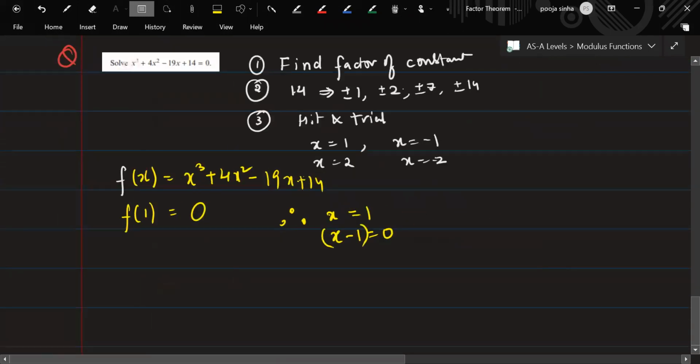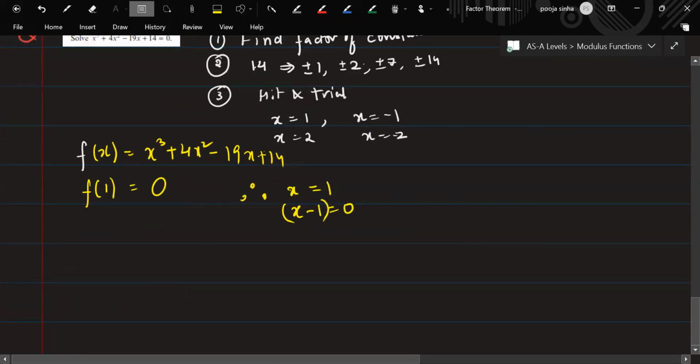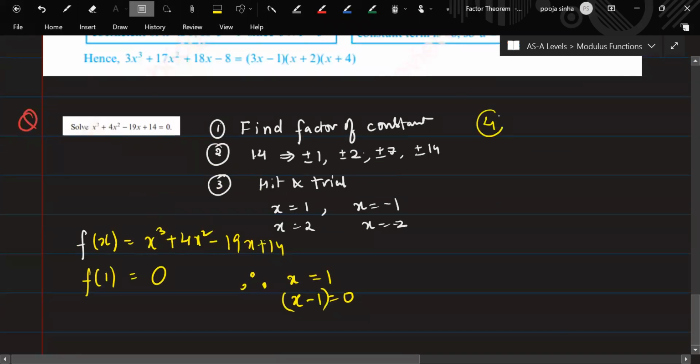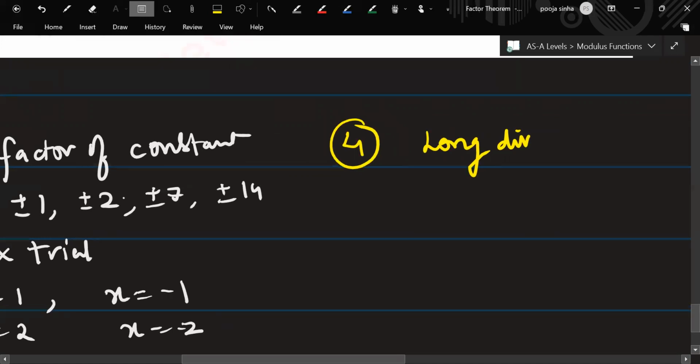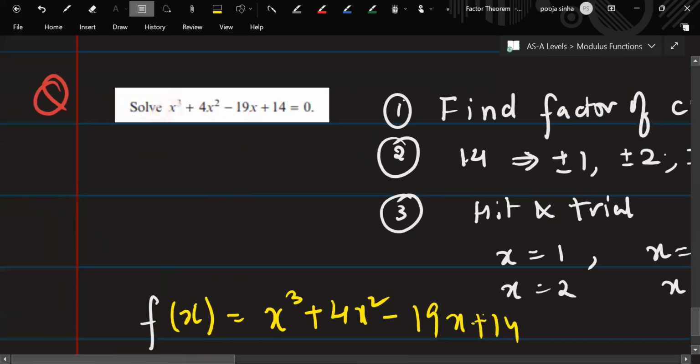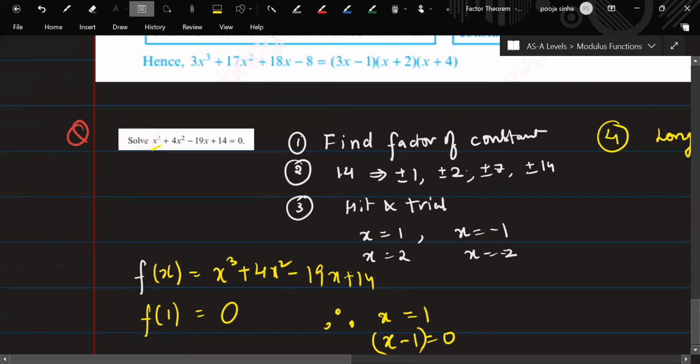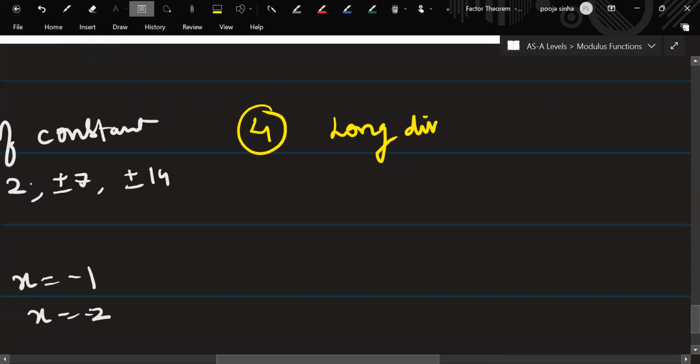Now the fourth step would be, you will apply the method of long division. But why do we have to do that? Because it is x cube. So we have 2 more factors to find. We found only one factor, right? So either you do long division or comparing coefficient.